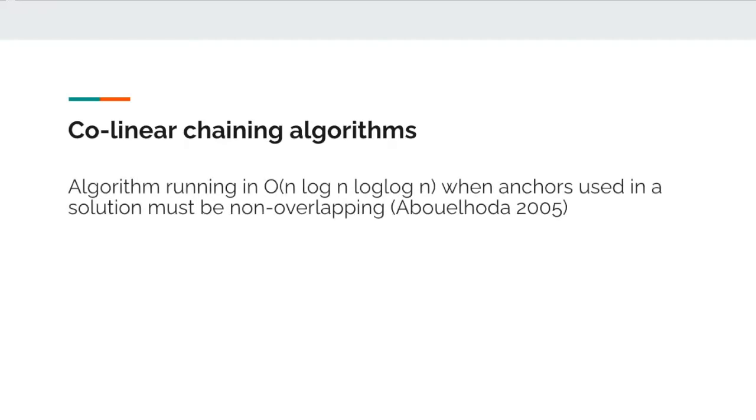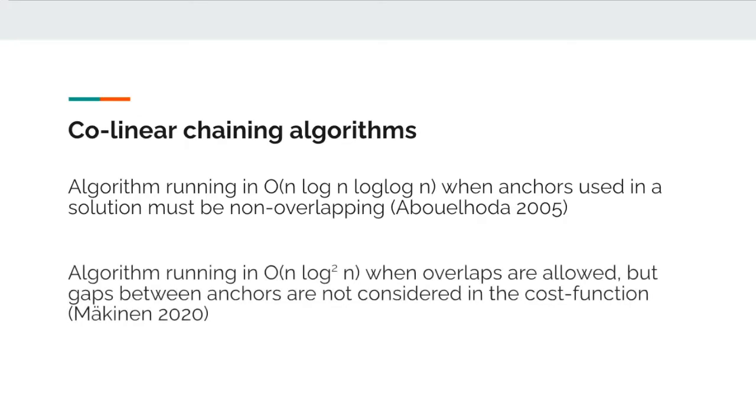There are different algorithms for this problem that depend on the cost function that we're working with. For cost functions where there's no overlap allowed between anchors, there exists an algorithm running in time O(n log log n). For cost functions where overlap between anchors is allowed, but the gap between anchors is not considered in the cost function, there exists an algorithm running in time O(n log² n).